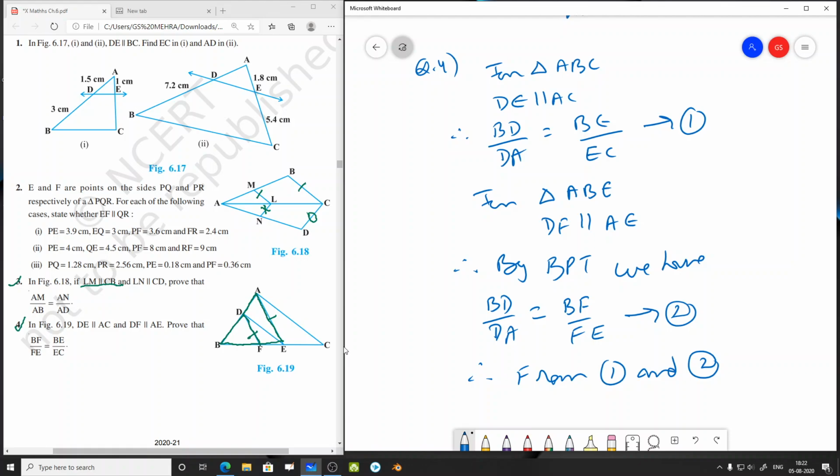you can see the left hand side of 1 is BD by DA, and the left hand side of 2 is BD by DA. Both are equal. Since the left hand sides of equations 1 and 2 are equal, the right hand sides should also be equal. Therefore, from 1 and 2, we get BE by EC equal to BF over FE. So this is what we had to prove.